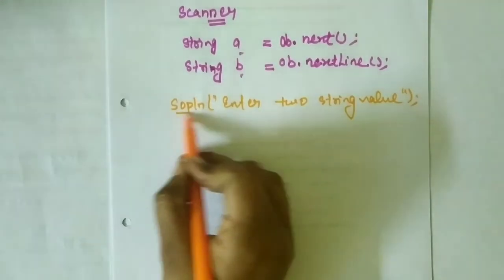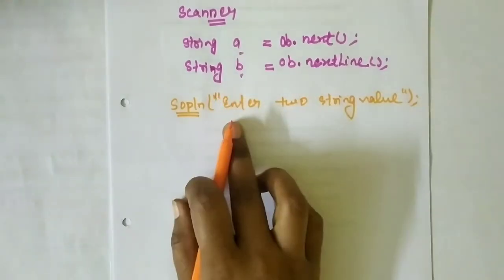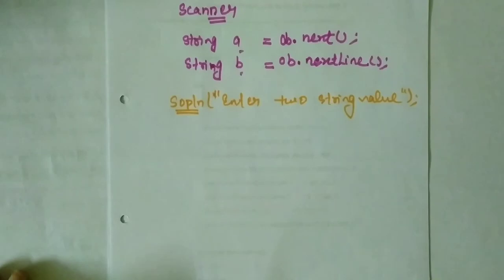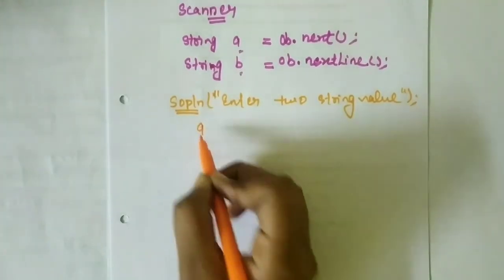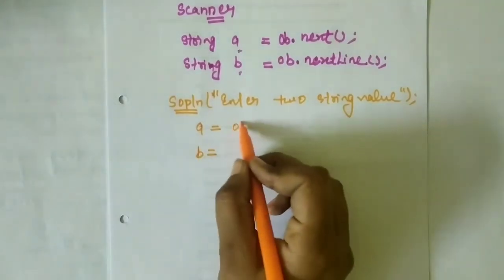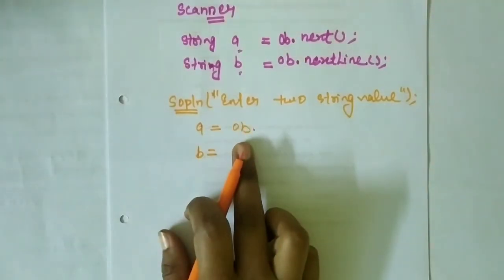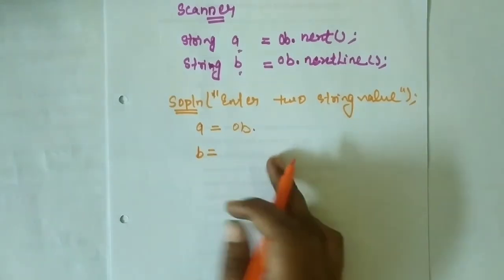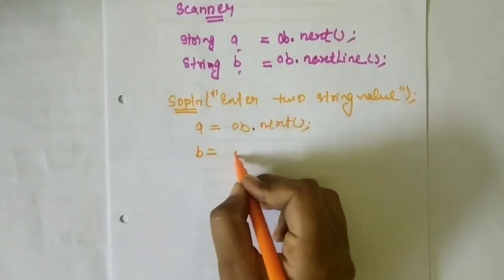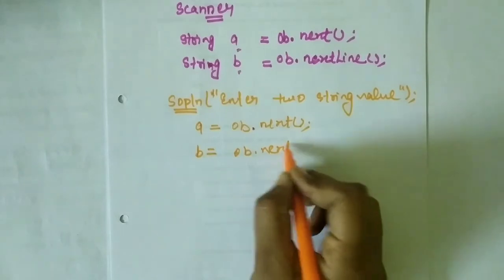In the System.out.println we print a message, that is, enter two strings. That means we inform the user that they can give us some string type values. So we can store these two string type values, the first value in A and the second value in B. OB is an object of the Scanner class, a reference variable of the Scanner class. Then ob.next, and the second function is ob.nextLine.